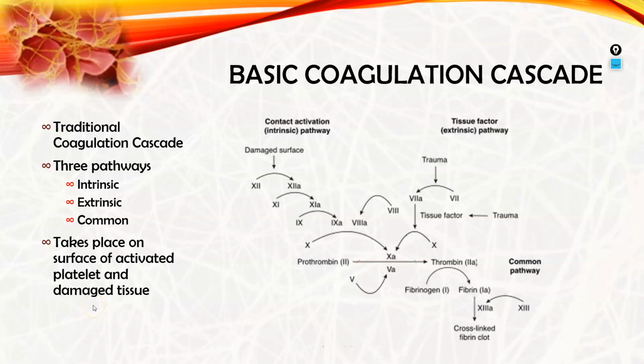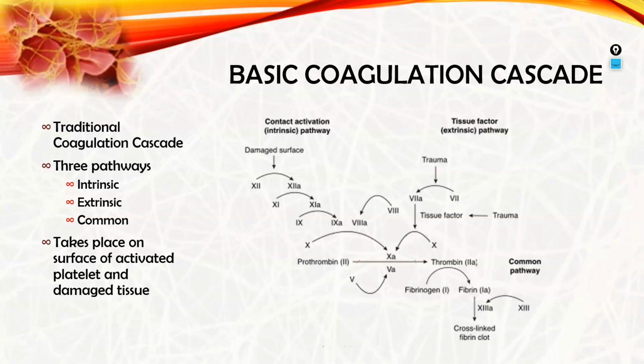So here's our basic coagulation cascade that we learned in the last lesson. We split it into the intrinsic pathway, the extrinsic pathway, and the common pathway. All of this is taking place on the surface of the damaged tissue. Remember, the exposure of collagen in that subendothelial layer is what starts this whole thing. That is what the platelet, via the von Willebrand's factor, adheres to. And that is what starts the activation and starts primary hemostasis.